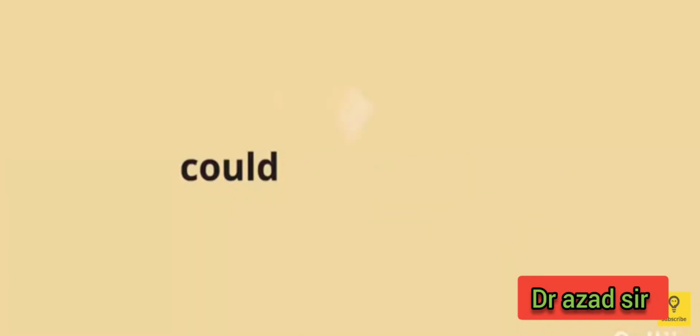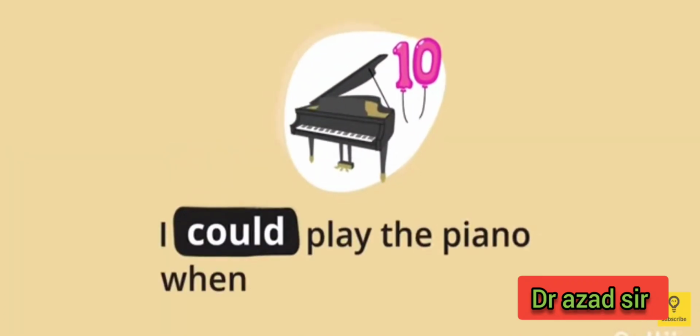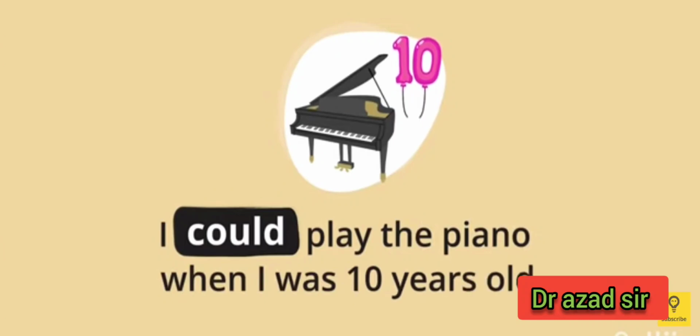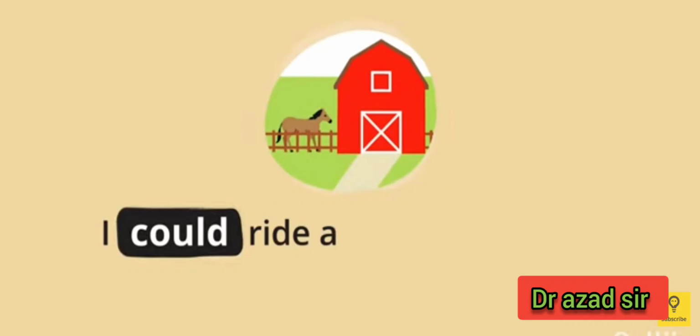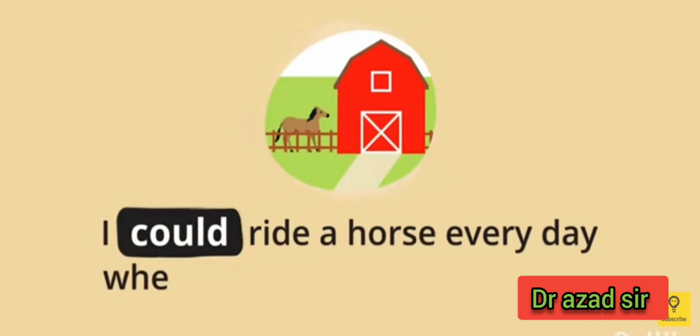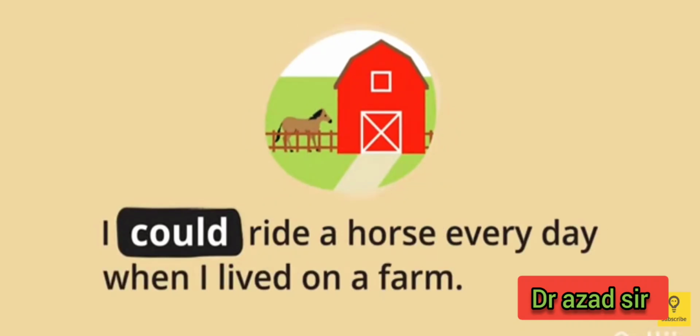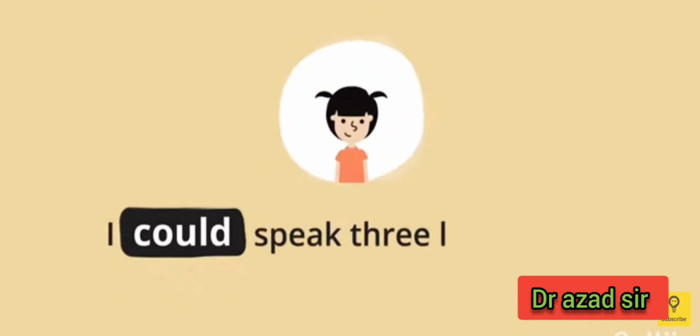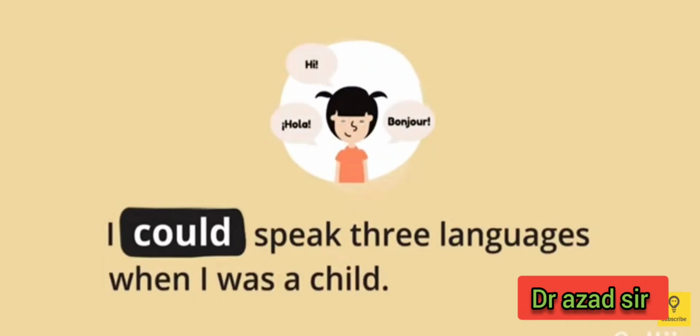For example, I could play the piano when I was 10 years old. I could ride a horse every day when I lived on a farm. I could speak 3 languages when I was a child.